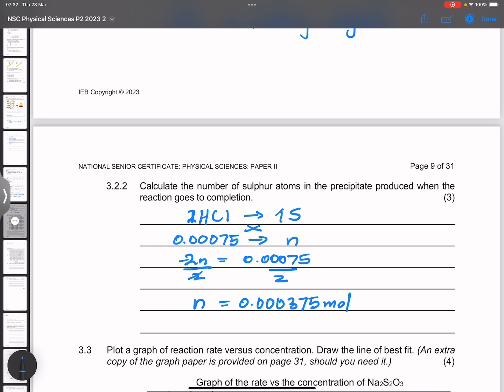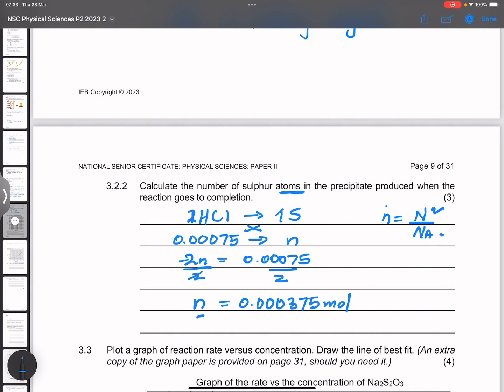Now remember, ladies and gents, what did they ask me? The number of atoms, right? So I am going to use Avogadro's constant. To get the number of moles, n divided by Na, where Na is Avogadro's constant. We're looking for the number of atoms, which is this guy here. We've got the number of moles, which we just obtained from there.